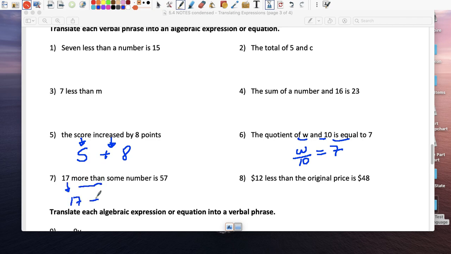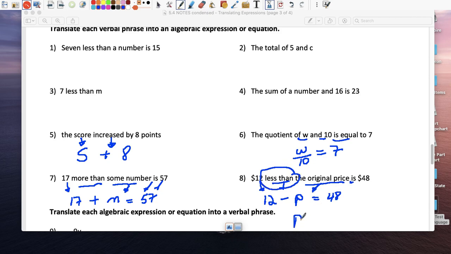17 more than is plus some number, right? Some number, call it n, equals 57. 12 less than is subtraction. The original price. What's the original price? We don't know, so let's call it P. 12 minus the original price equals 48. Now, the word is less than, right? So again, don't forget, so that becomes P minus 12 equals 48.